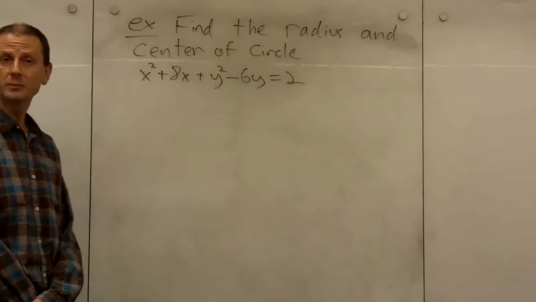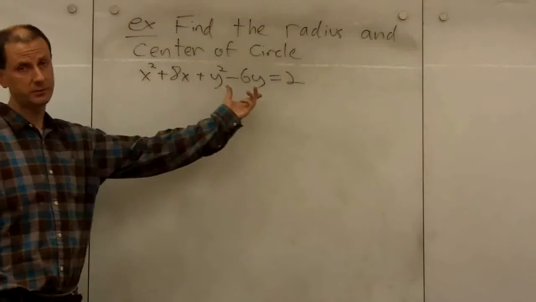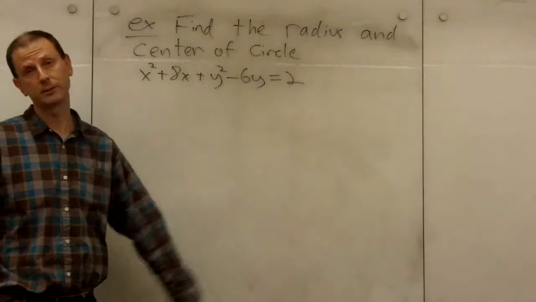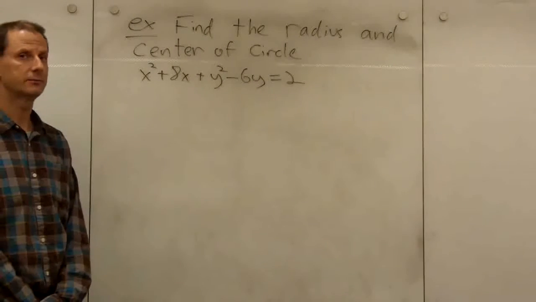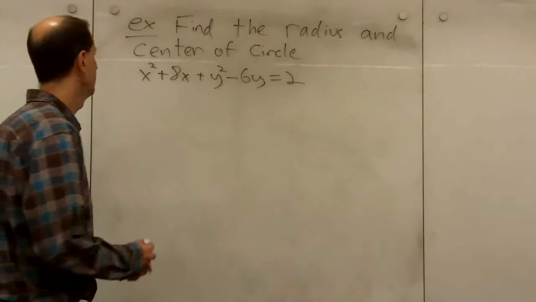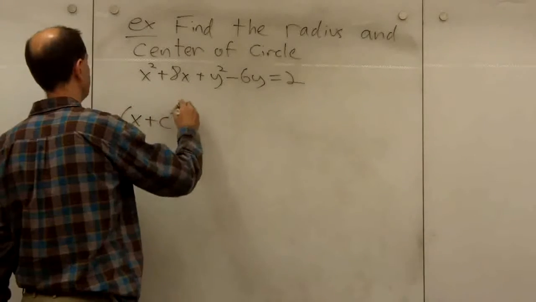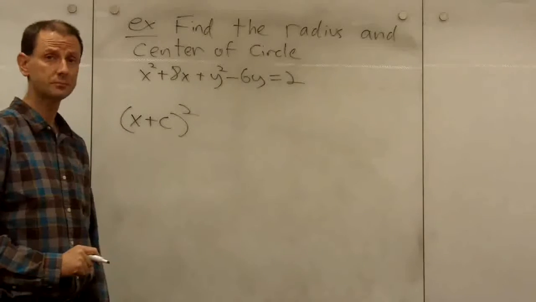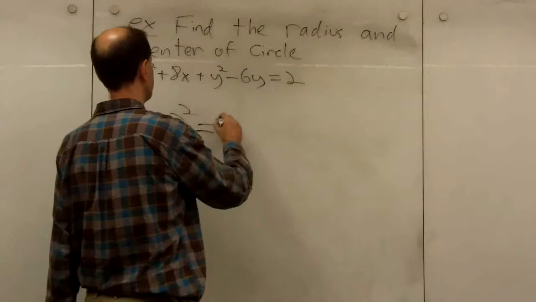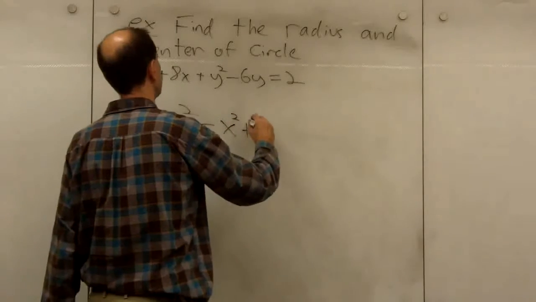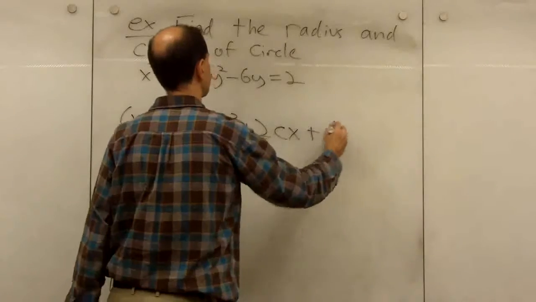So what we want to do is manipulate this equation so it looks like a perfect square in the x plus a perfect square in the y equaling a radius squared. In order to do that, we have to remember the technique of completing the square. Now, a perfect square in x is going to look like x plus c quantity squared. When we multiply this out, we get that this equals x squared plus 2cx plus c squared.